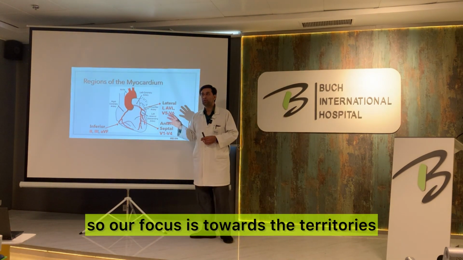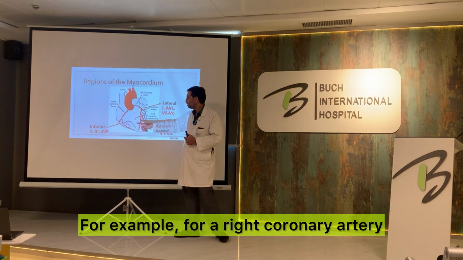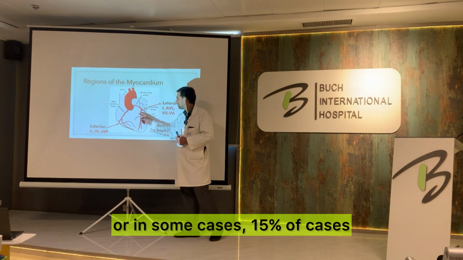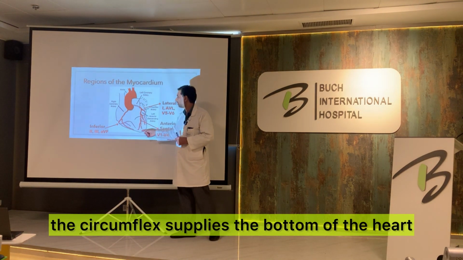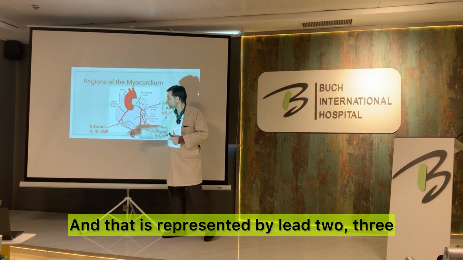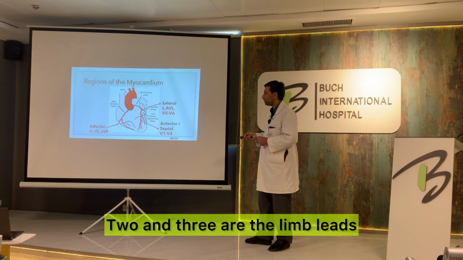So when you do a surface ECG, our focus is towards the territories which represent certain areas. For example, for a right coronary artery, or in some cases, 15% of cases, the circumflex supplies the bottom of the heart. And that is represented by leads 2, 3, and AVF.